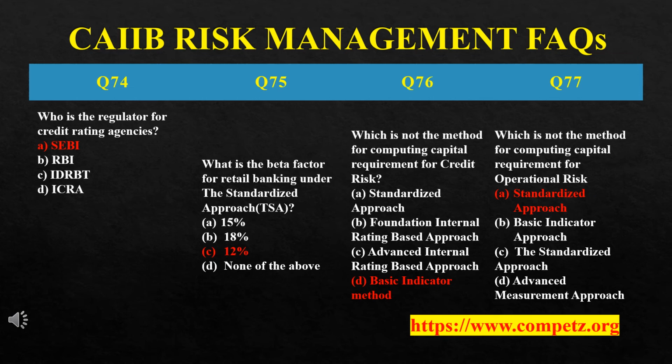Okay, they are given 4 options. Standardized approach, this is the method, right? Then foundation internal rating based approach, FIRB approach, advanced internal rating based approach, C, and the D is basic indicator method. Now see here, the answer is the last, basic indicator approach. This is the method for computing capital charge for operational risk and not credit risk.